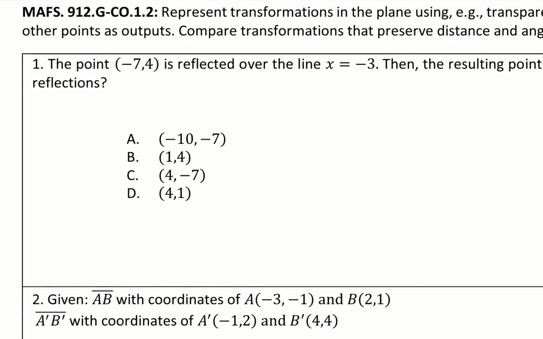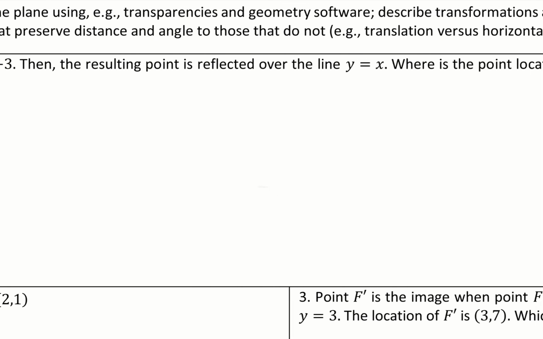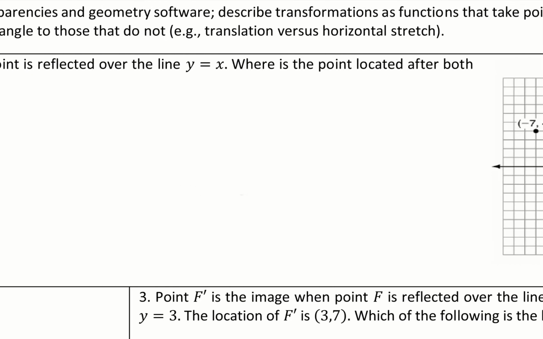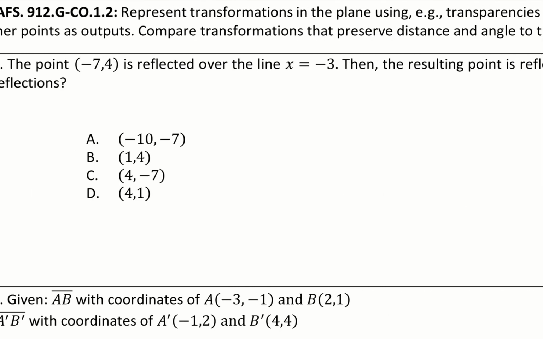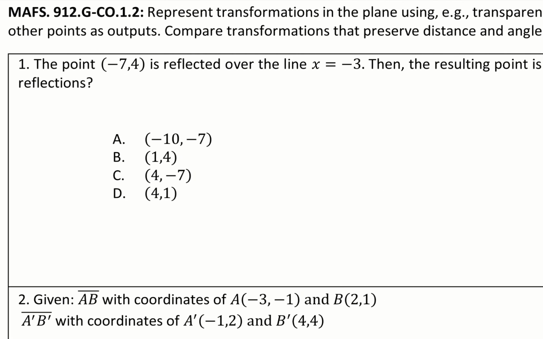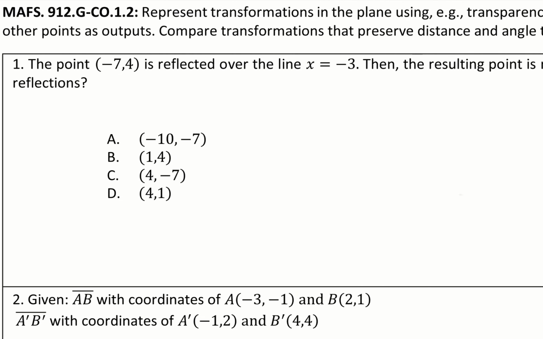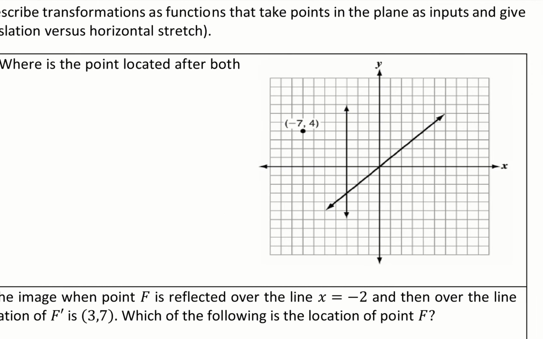So, okay, all about transformations here. The point (-7, 4) is reflected over x = -3, and then the resulting point is reflected over y = x. Where is the point located after both reflections, both transformations? So we have (-7, 4) being reflected.